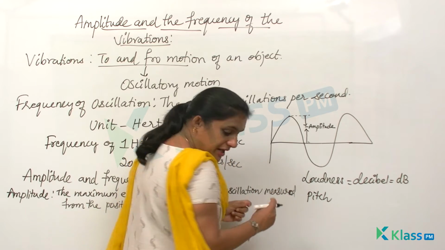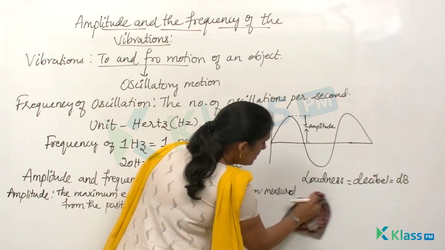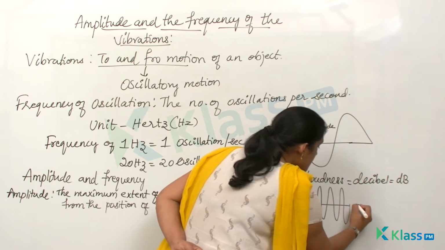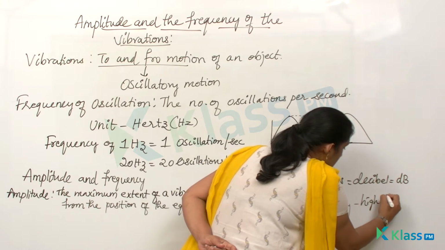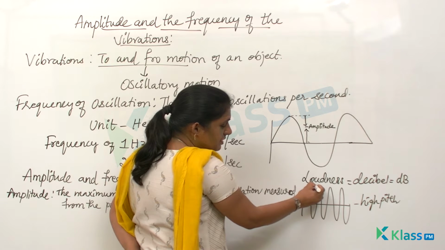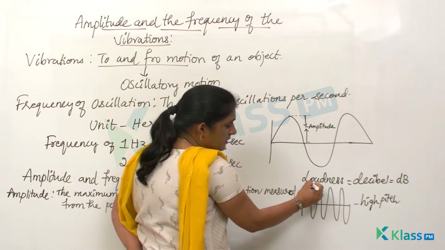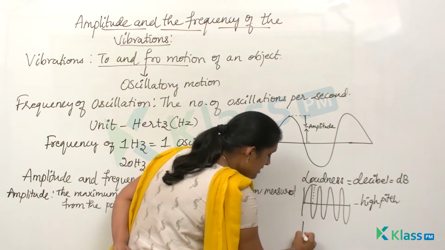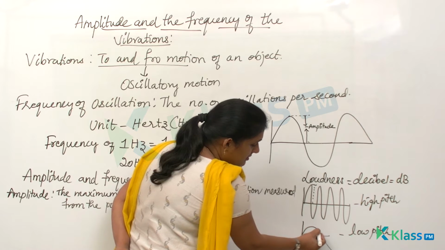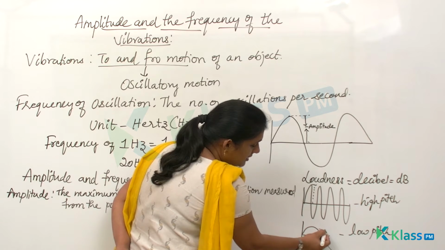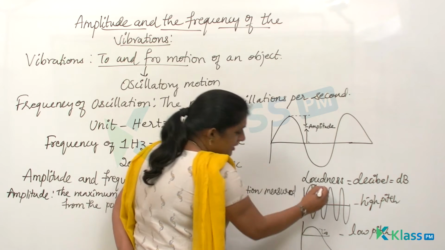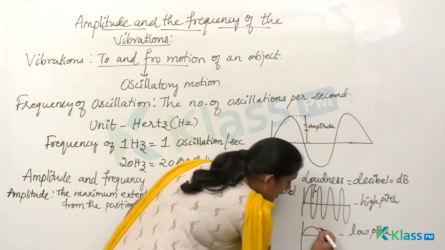Let me write for high pitch and low pitch. Let me draw and show you the amplitude. This is in case of high pitch. That means the vibration frequency is very high. You can see the extent of amplitude of the waves, right? And in case of low pitch, it's flat. So can you see the extent of amplitude? See, this is the amplitude, and this is also the amplitude, right? So you can see the difference of the amplitude in both the cases.